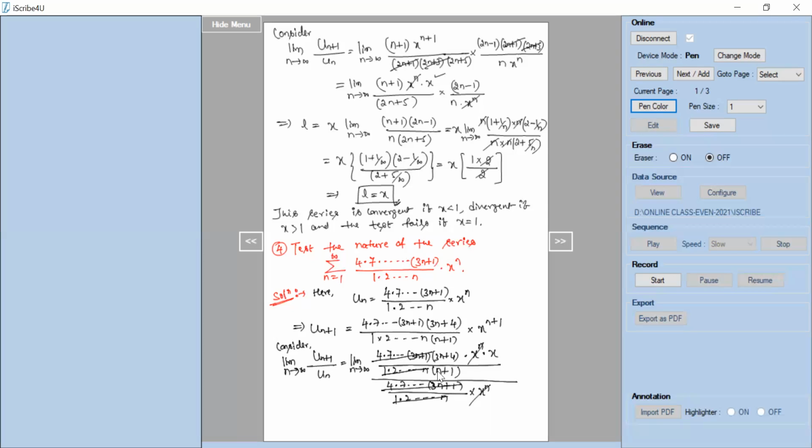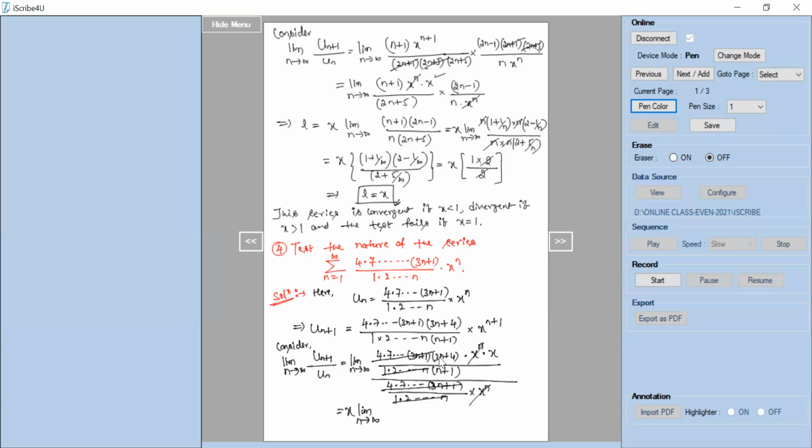So this n term gets cancelled. Only the n plus 1 term will remain in this carryover. Right, so in the carryover, only the n plus 1 term will remain. The n terms get cancelled because of this retention. And now this x is free from n, so I can take it outside. So it becomes x into limit n tends to infinity.